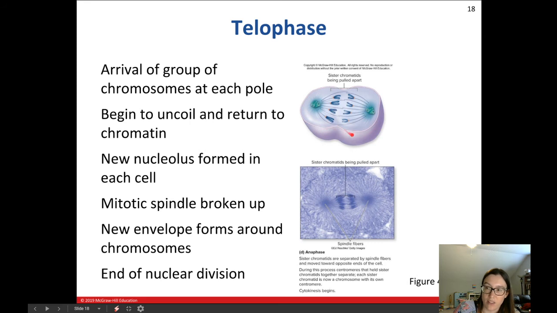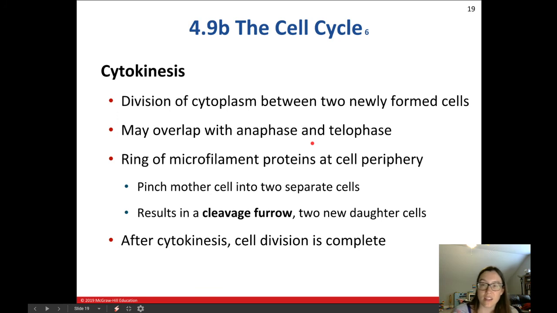So this is, again, still the cleavage furrow of cytokinesis. Cytokinesis is the division of the cytoplasm and the organelles between those two newly formed cells. Well, the cytoplasm includes the organelles. It's going to usually overlap with anaphase and telophase.